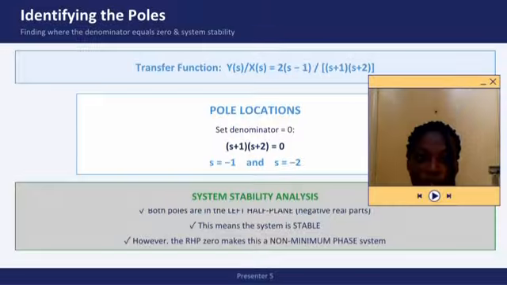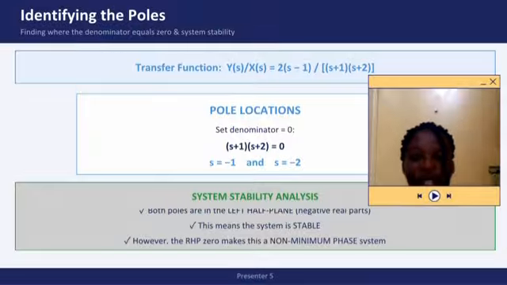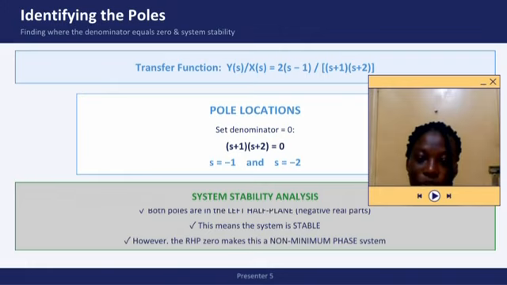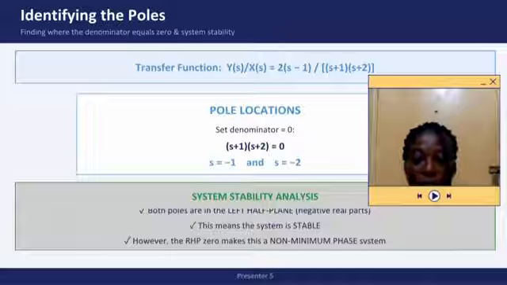Okay, so thank you. I am Daniela Asare, and I'm here to identify the system poles and analyze stability. Poles of the transfer function are found by setting the denominator equal to 0. In our denominator, we have (s + 1) times (s + 2). Setting this equal to 0, we get two poles.